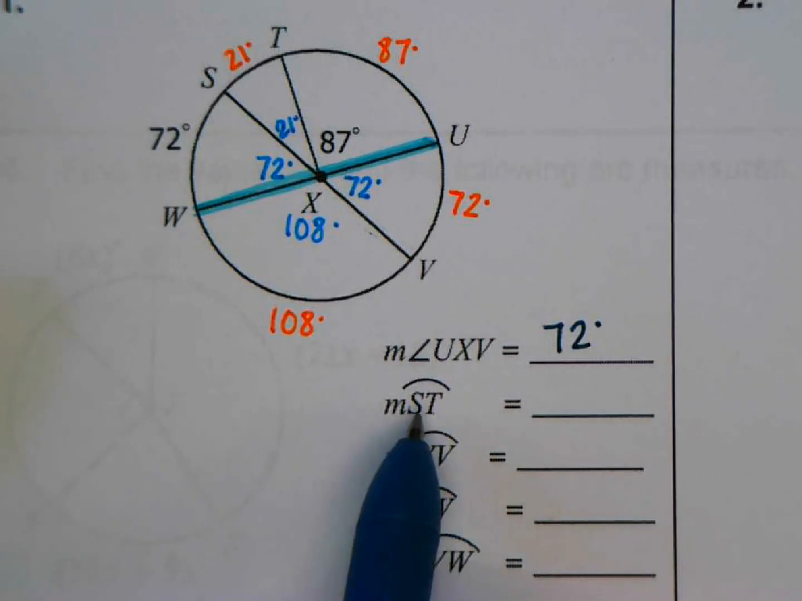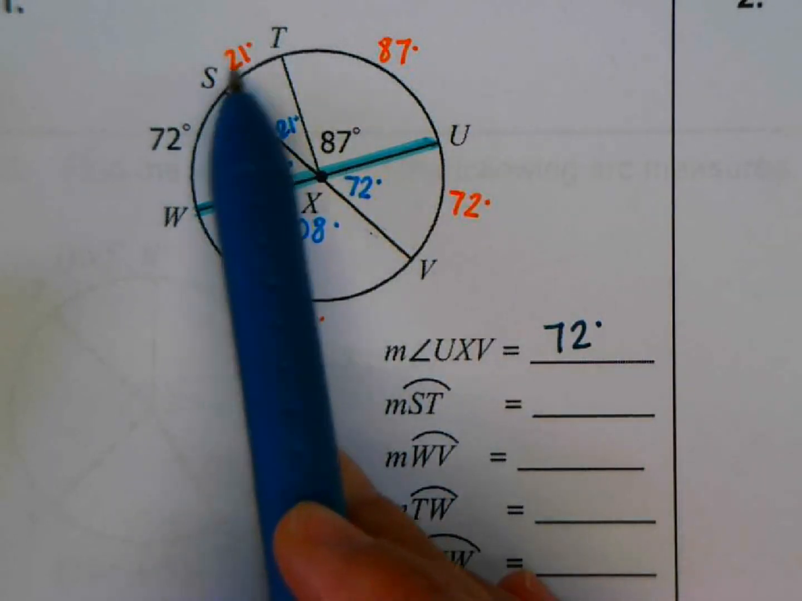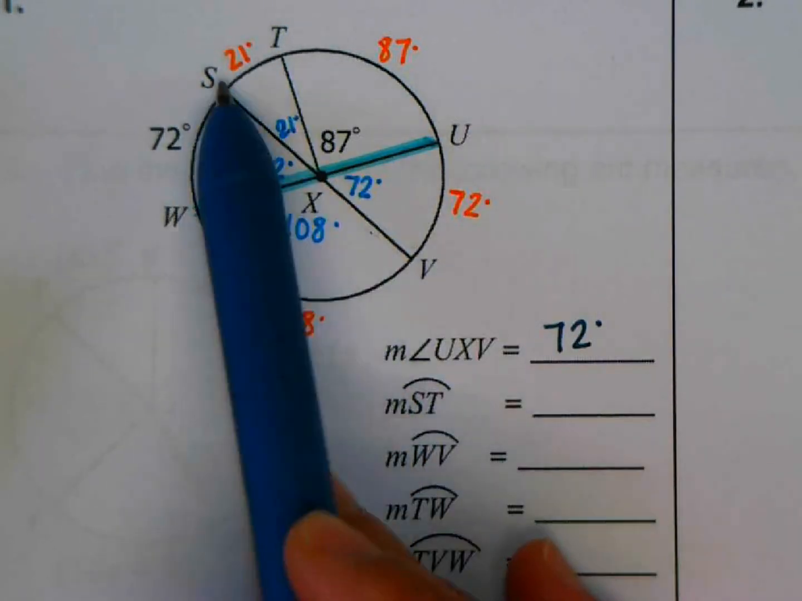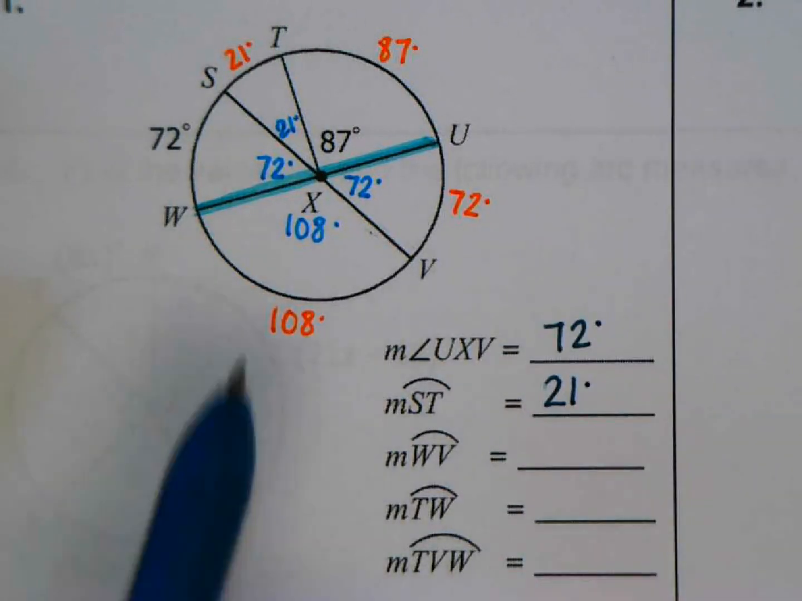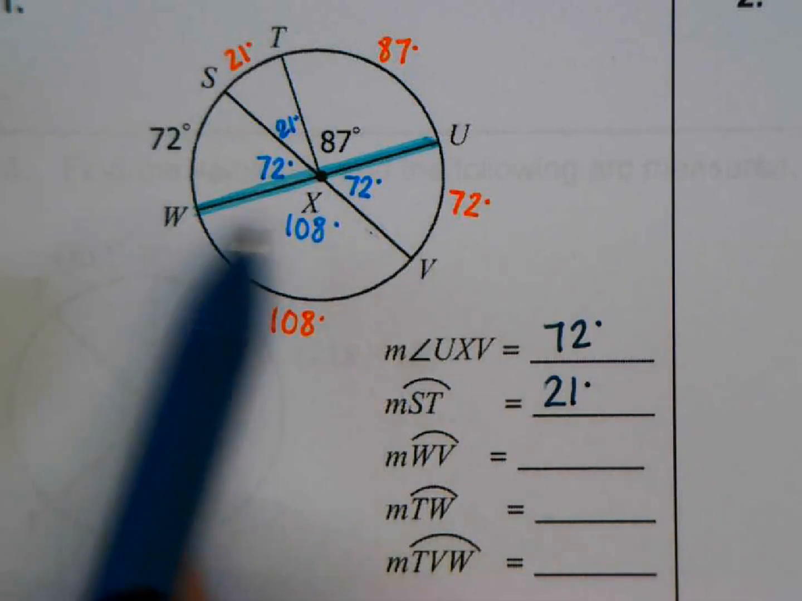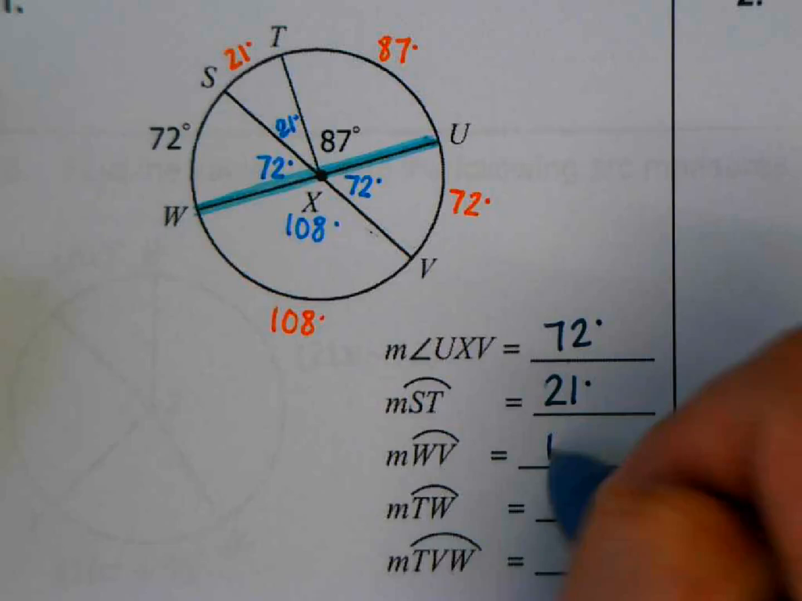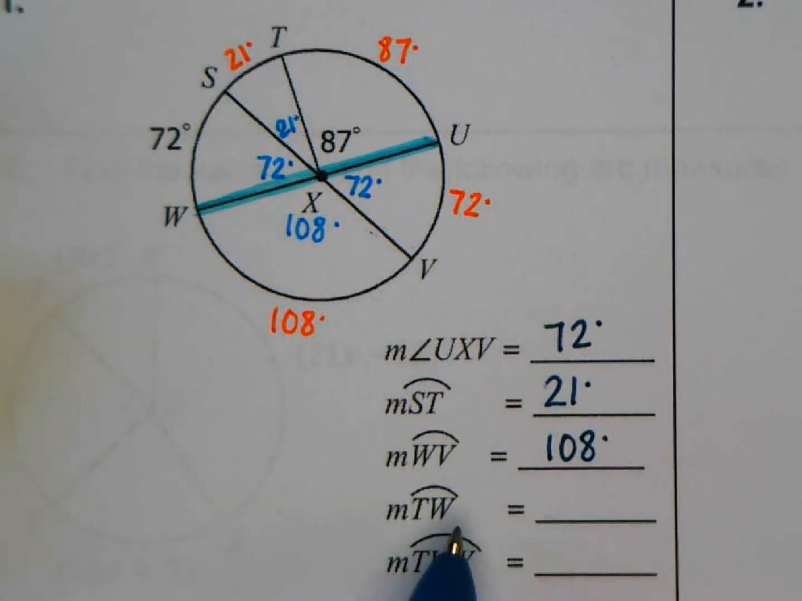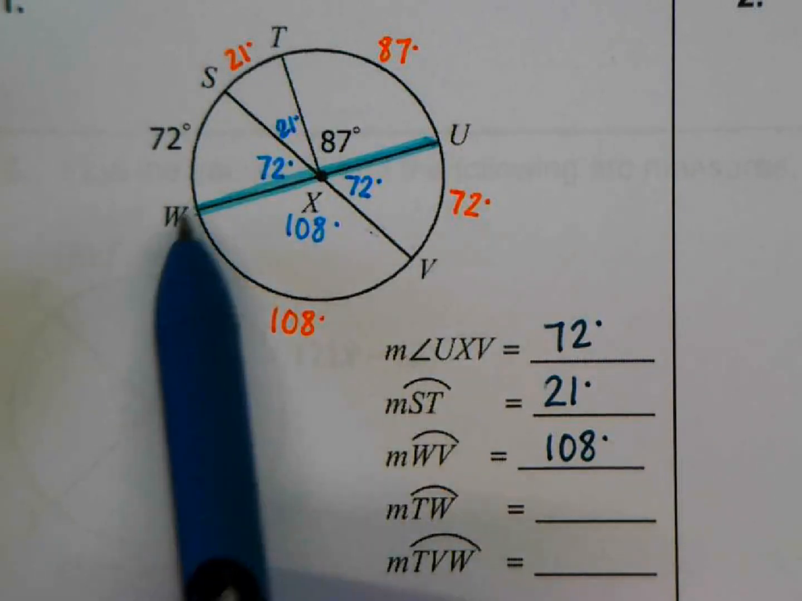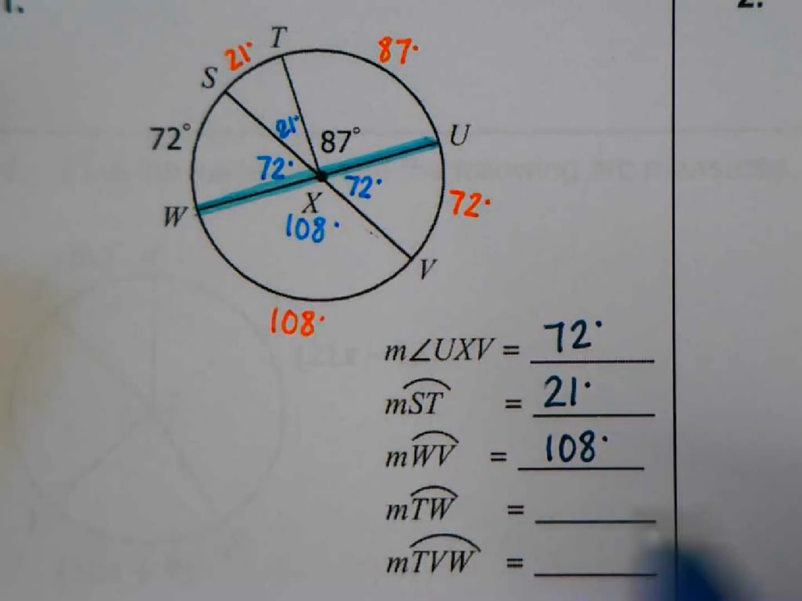Arc ST has two letters, which means we're looking at a minor arc. It's not all the way around, it's the smaller one. Arc WV, it's not this one, that's too major. We're looking at the smaller one, WV, 108. Arc TW, not this TW, this TW: 72 and 21 together, that's going to be 93.